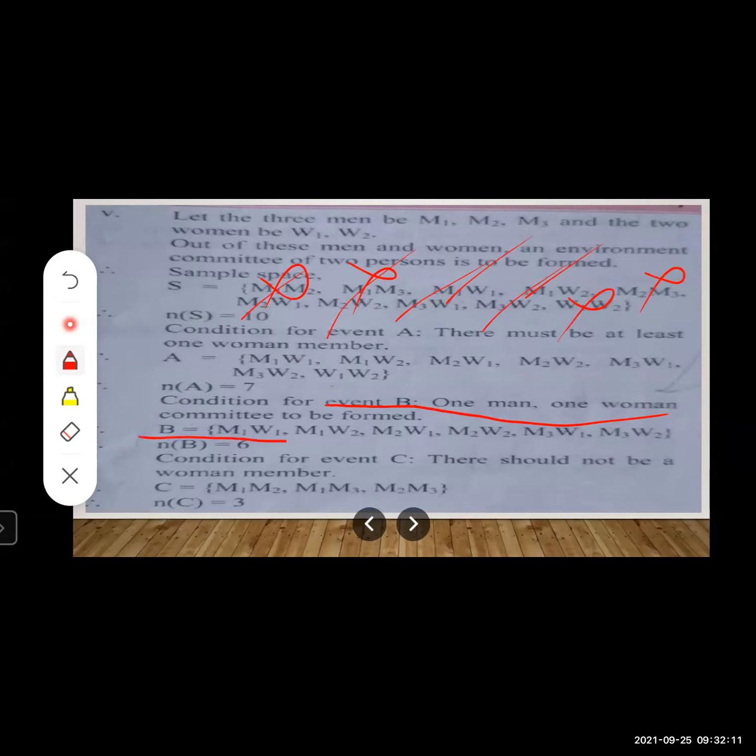So you will write all these possibilities as favorable outcomes for the event B. When you count, our favorable outcomes, the sample points, are coming out to be 6. So you will write n(B) is equal to 6. Okay, now let us move to the next condition.